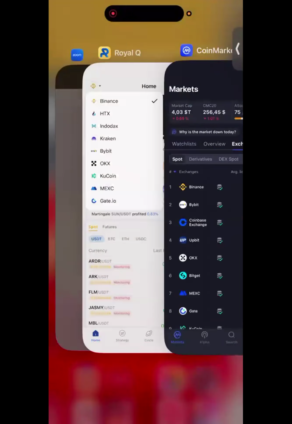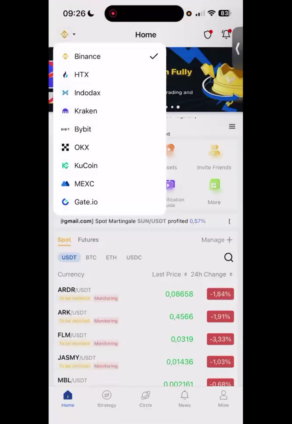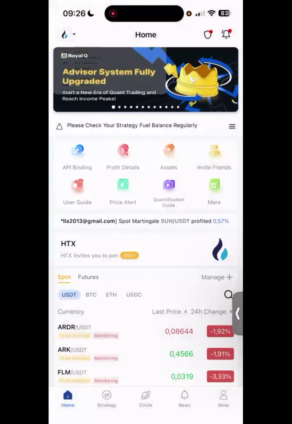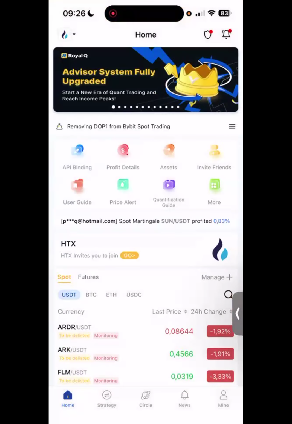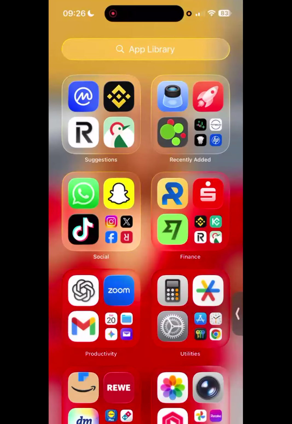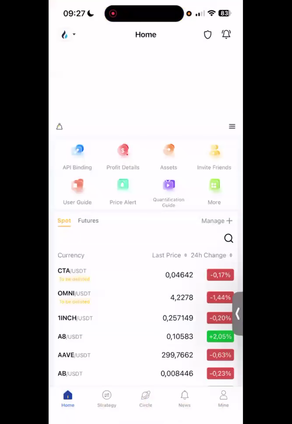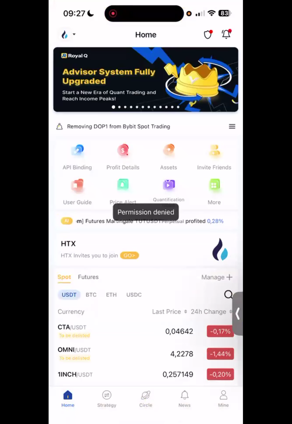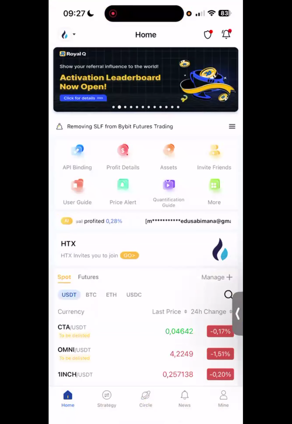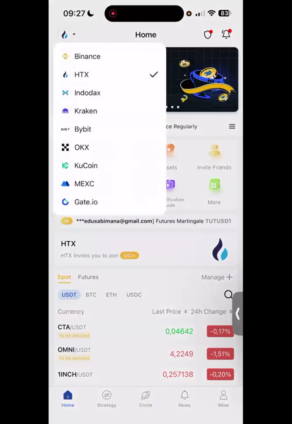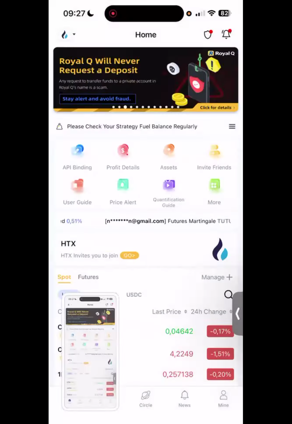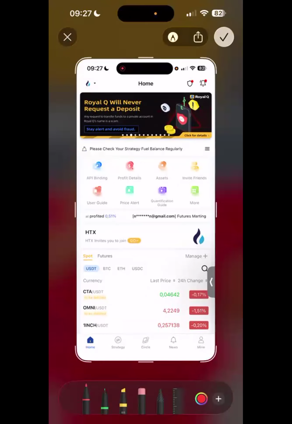All right, let's move out from CoinMarketCap and go back to our RoyalQ app. So if you are not using Binance, you are using HTX, you would like to switch to HTX, because the default one we have is Binance. So if you are not trading with Binance and you are trading with HTX or KuCoin or Kraken, you just need to go to the top left corner, then you select the appropriate one that you are using.